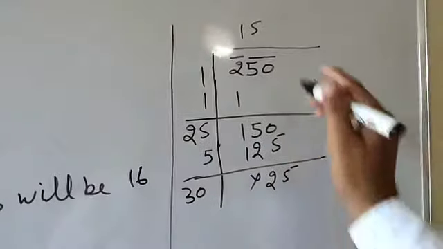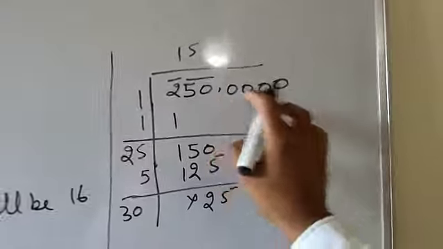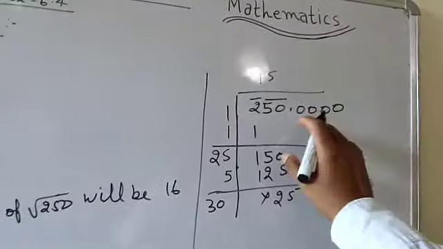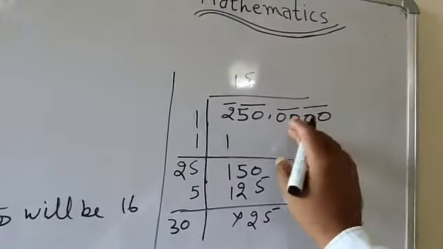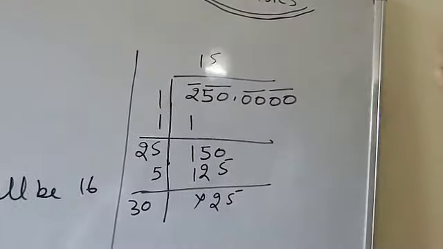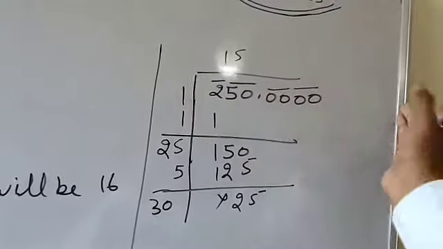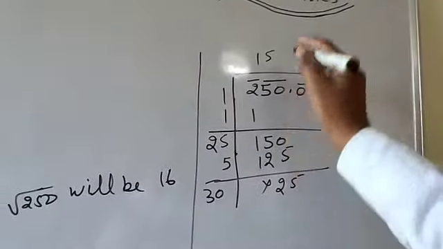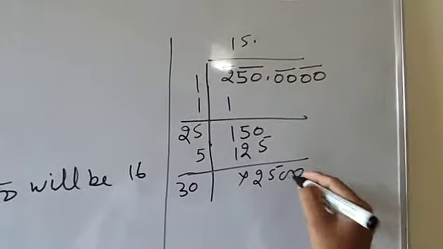Now there is no number, so you can write 0.0000. After the decimal you can put as many 0s as you want, but you need to put the 0s in pairs. Like here I have put 2 pairs of 0. If you want to put 6 0s or 8 0s, you can put. On the right side of the decimal the digits should be in pairs. Now here it is decimal, so you need to put the decimal here. After that 2 0, then 2 0.